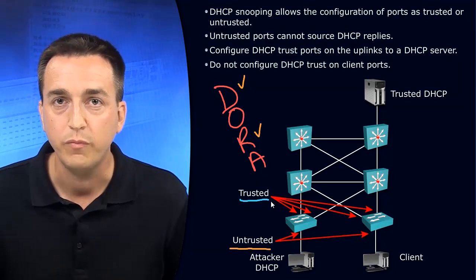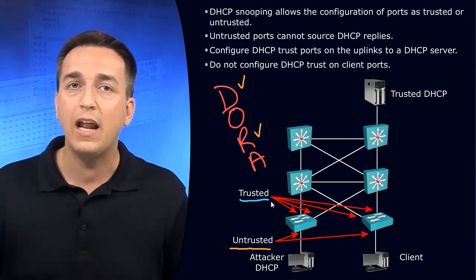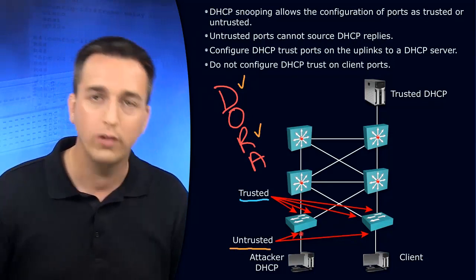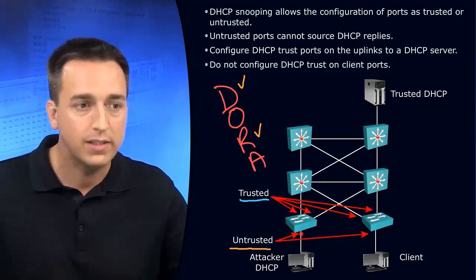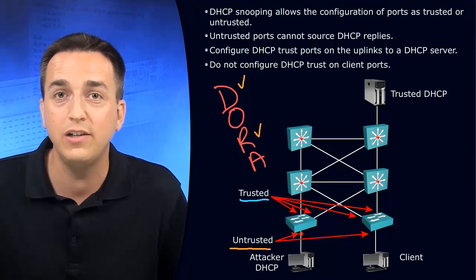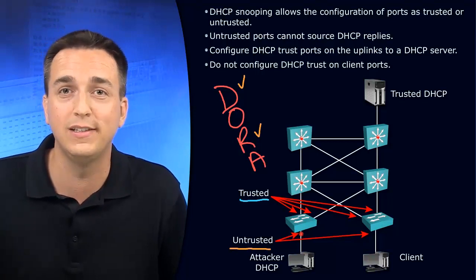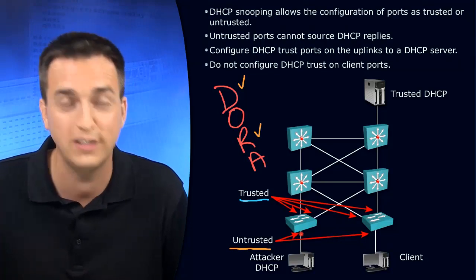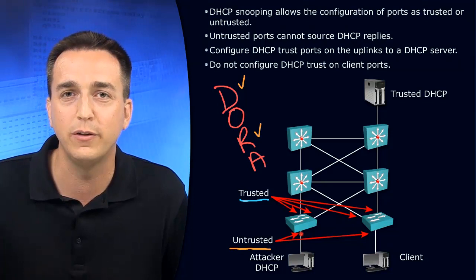So never, ever, ever set up a trusted interface on a port that goes down to an end station unless that end station has to give out DHCP addresses to end stations, and typically it won't unless it is a trusted DHCP server.